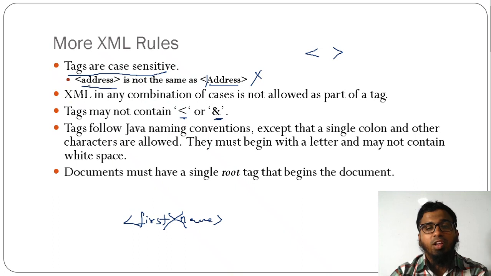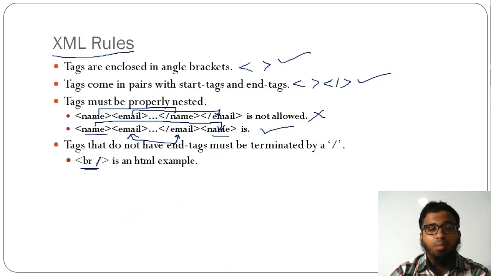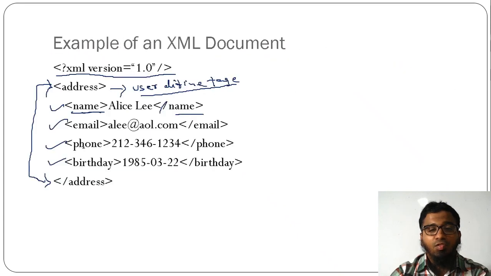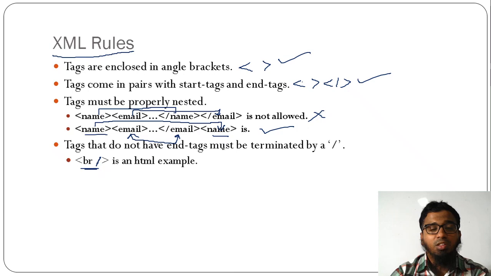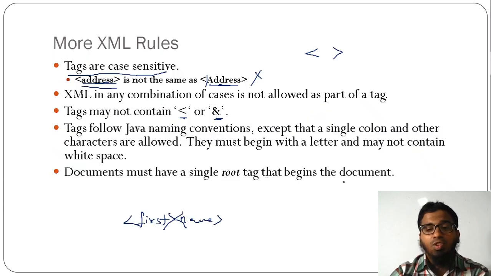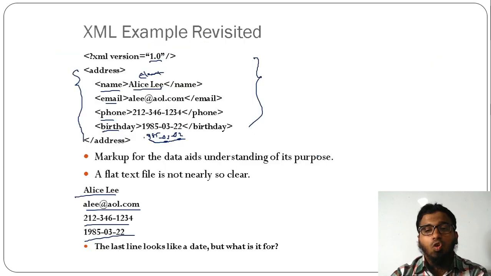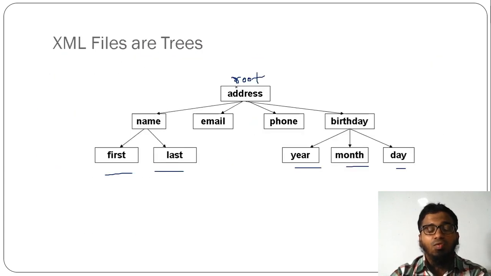Some more important rules: case sensitive. Whenever you use a small letter, it should stay a small letter. XML does not allow any combination of case as part of tags, and less-than is not allowed inside the tags, and white spaces are not allowed within the tag names. Like you can see here, name, birthday, phone, email do not have any space. And the root tag should begin the document, meaning the root tag is at the beginning of the document.